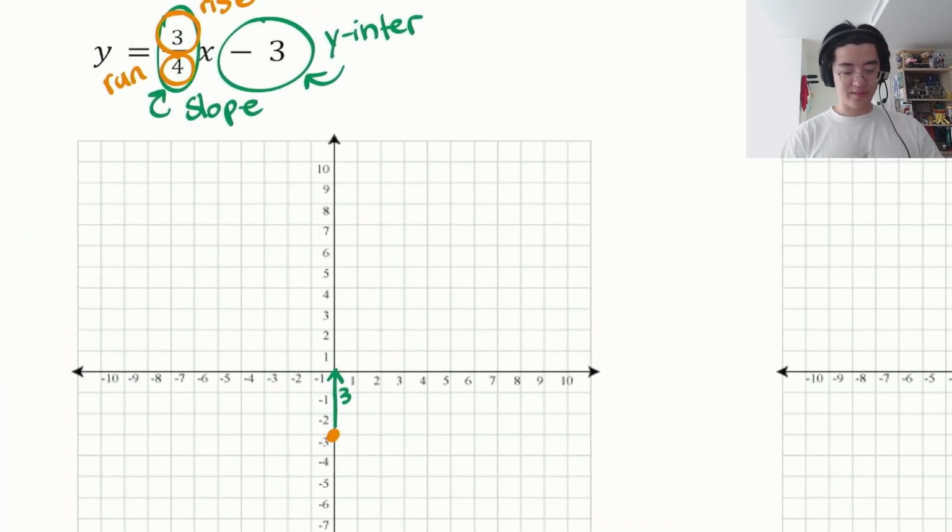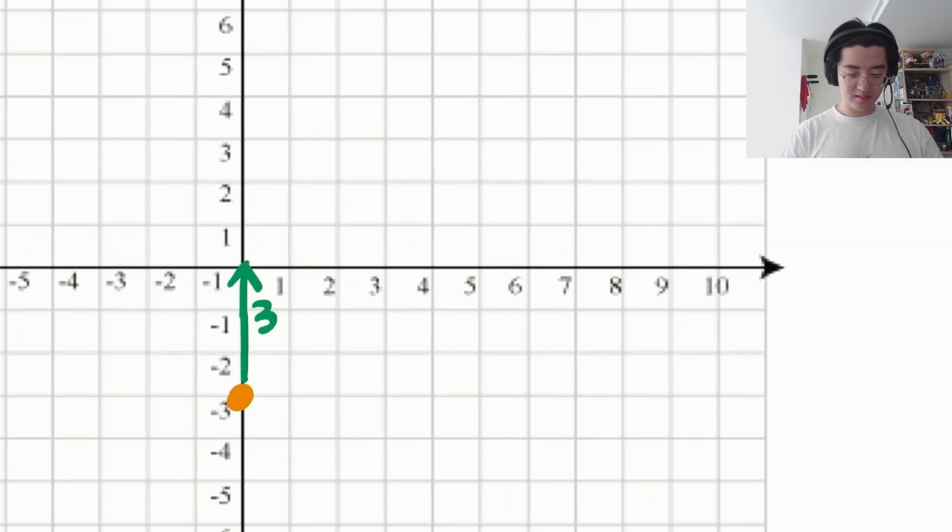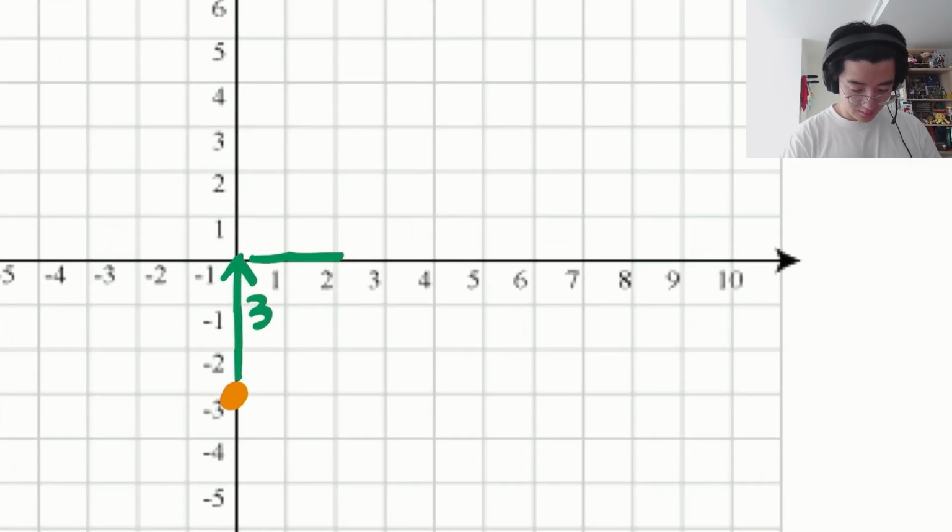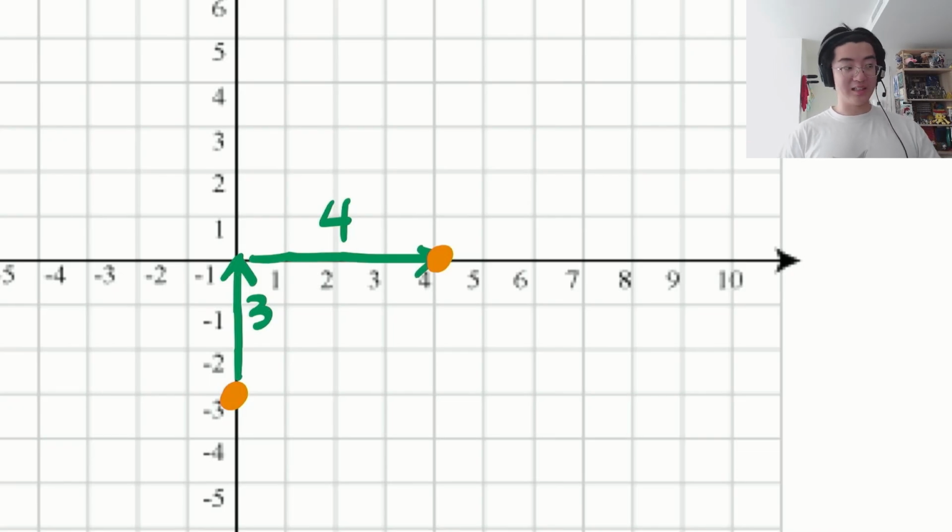Next, we have the run, how much it changes by in the x units. We have 4 here. So from that point, 1, 2, 3, 4, 4 units, and that's where our second dot is. Oops, why did I erase that? Second dot. And from there, you just connect the dots, and that's your graph.